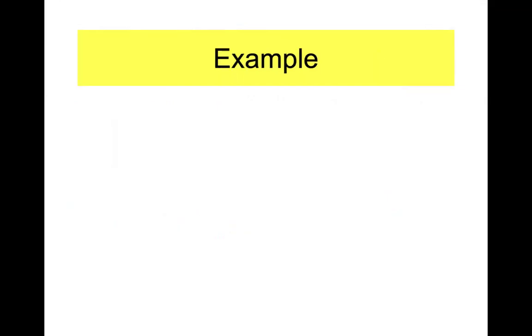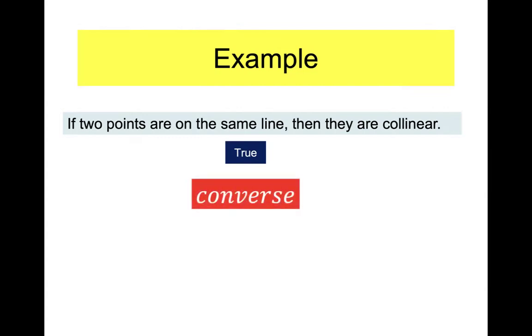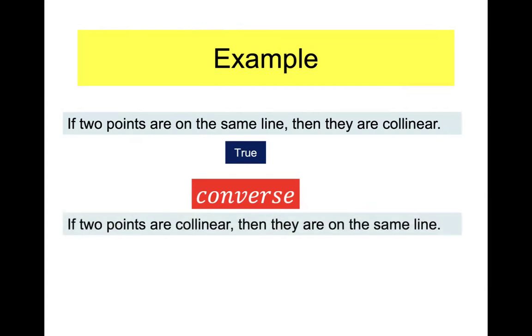So here's how that works. Here's a geometry statement. If 2 points are on the same line, then they are collinear. Hey, that's the actual definition of collinear, so that's true. So the conditional is true. How about the converse? What would the converse be? If 2 points are collinear, then they are on the same line. Well, that's true as well. So both the conditional and the converse are true. Therefore, this is a biconditional statement.